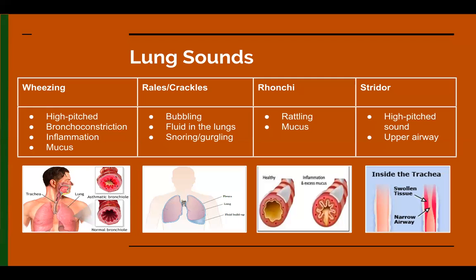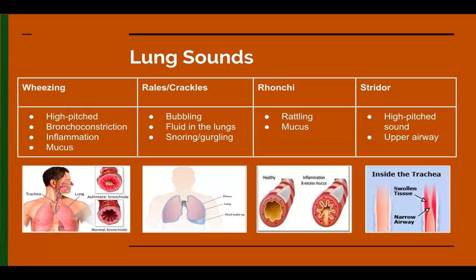So for wheezing, that's probably the most common one y'all hear most. I know a lot of y'all associate that with asthma attacks, and we'll get more into that later. But that's that high-pitched sound, and it basically means the bronchioles are being constricted. So you can see in the picture below, the asthmatic bronchiole is really constricted. There's also mucus in it and inflammation, so you hear that high-pitched wheezing.